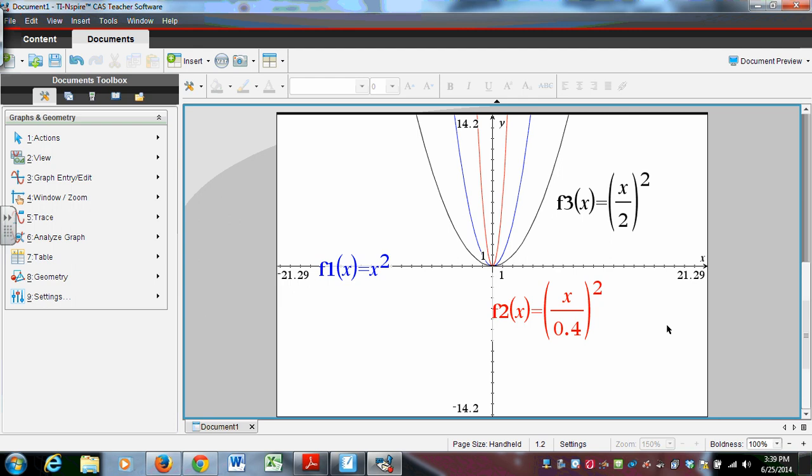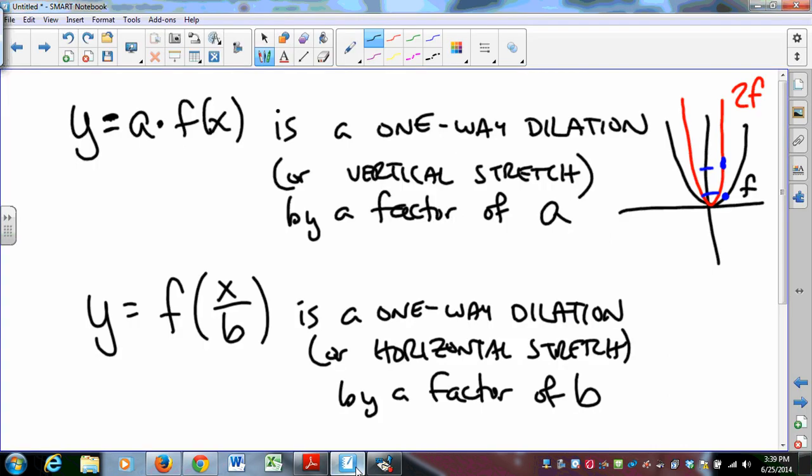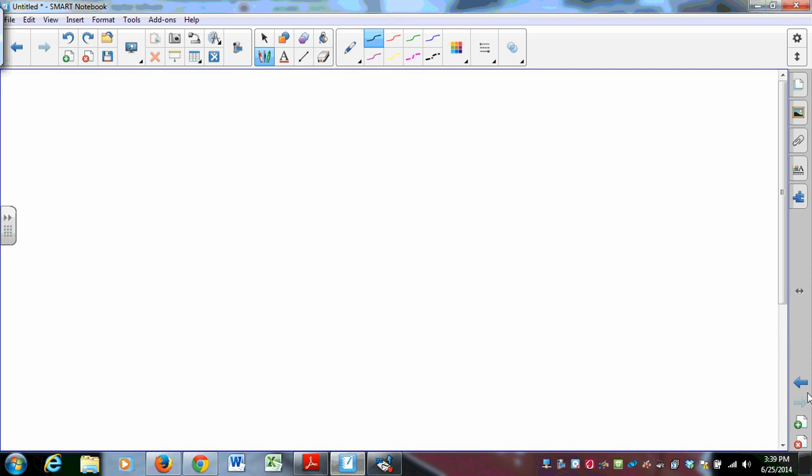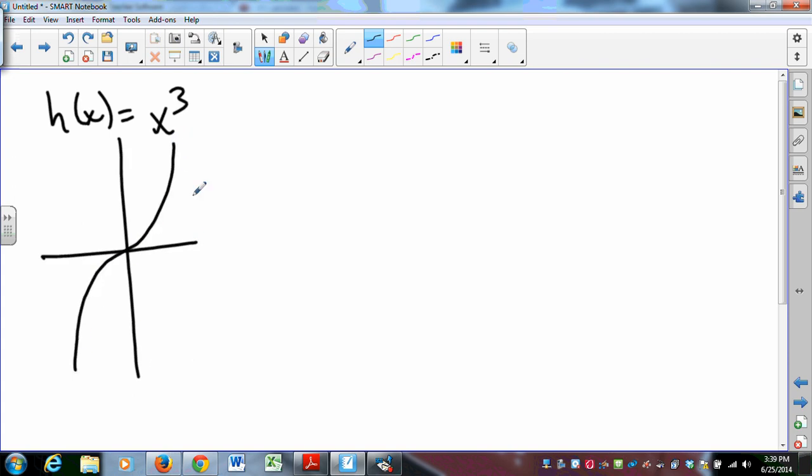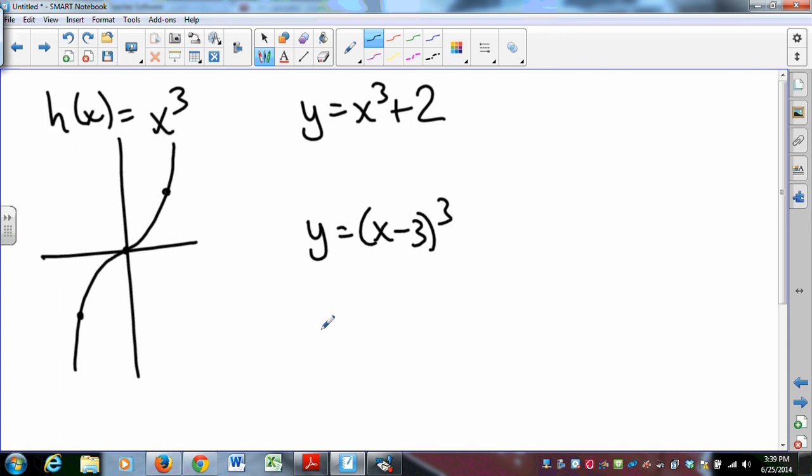Okay? Okay. So there are some things that you should know how to do between now and the time we gather. You should know h of x is x cubed. That looks roughly like this. If it helps you, that's 1, 1, that's 0, 0, that's negative 1, negative 1. You should be able to come up with graphs of y equals x cubed plus 2, y equals x minus 3 cubed, and y equals x minus 3 cubed plus 2. You should know how to come up with all three of those graphs without much trouble.